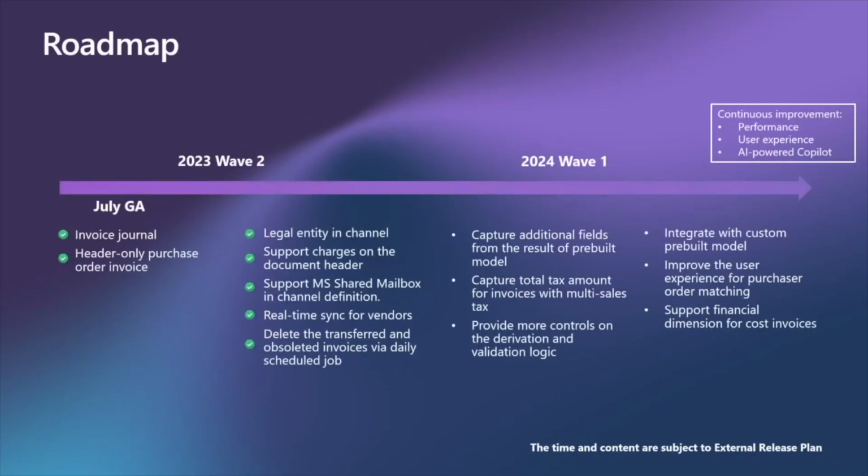Talking about the roadmap, as we can see, by the end of July we announced the GA, and most of the functions you saw were released by the GA version.